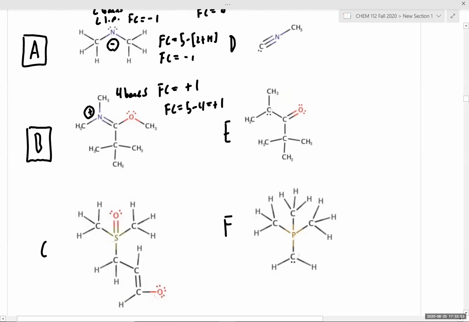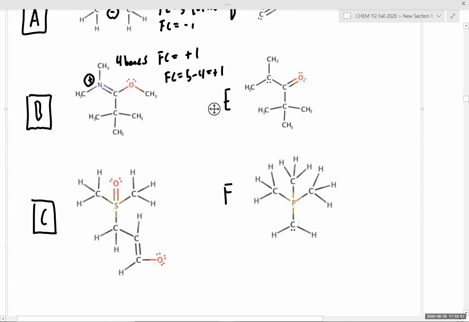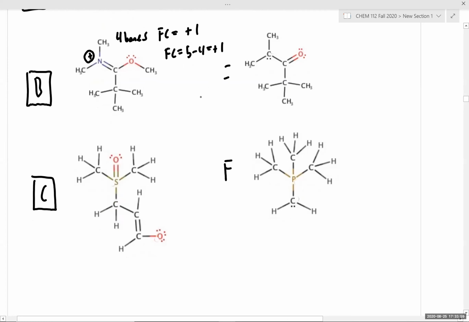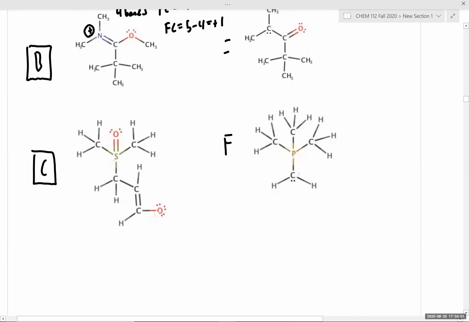Continuing on to structure C. This is a structure with multiple atoms containing formal charges. Would someone like to volunteer and tell me which atoms have a non-zero formal charge and what the formal charge is for each of those atoms? Looking at structure C, where are the formal charges?